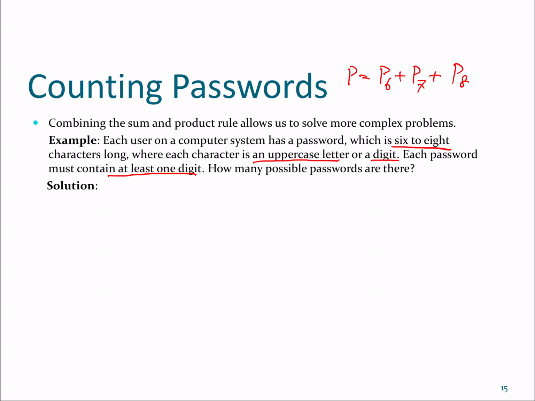So for this one, you can think of it the opposite way. You can consider calculating the number of passwords in total with uppercase letters and digits. It does not matter if there is at least one digit or not. And then minus the number of passwords with no digit. Then you can calculate the number for each P6, P7, and P8. So let's look at the answer.